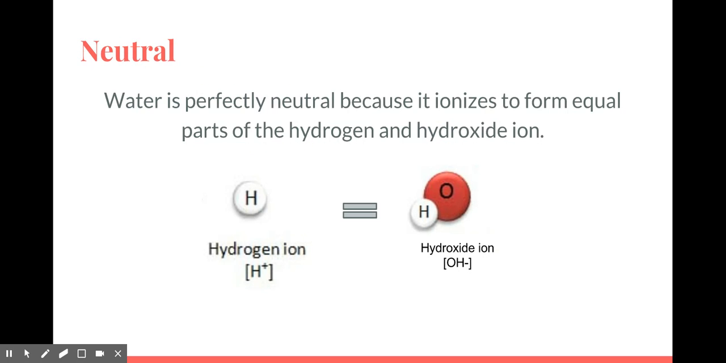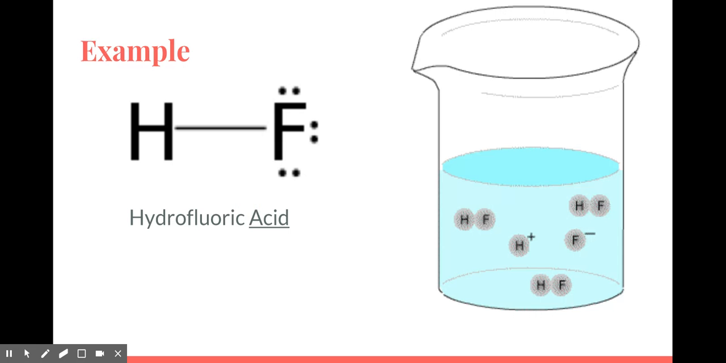What we notice with the ionization of water is that when water breaks apart, it forms exactly 1 part hydrogen ion and exactly 1 part hydroxide ion. Because of that, water is perfectly neutral, or 7 on our pH scale, because it's exactly 1 part acid to 1 part base, making it perfectly neutral.